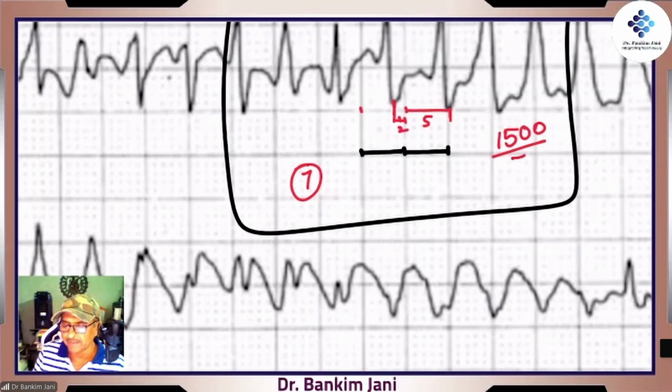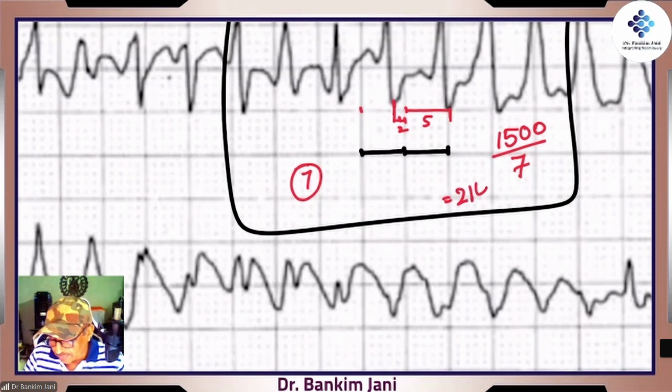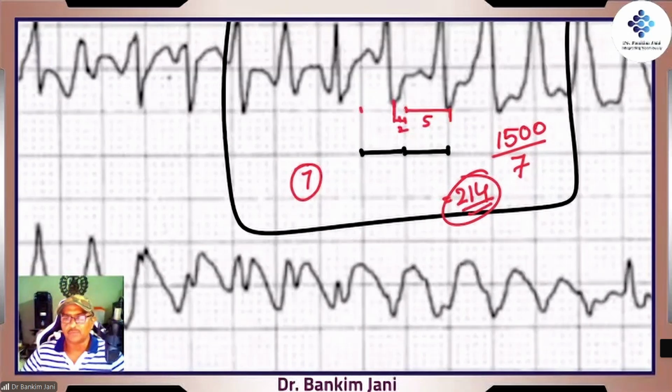1500 divided by 7. कितना आता है? Here. So 1500, 214. Yes. So here you are right. This is 250. So roughly down 200. Correct? Okay.